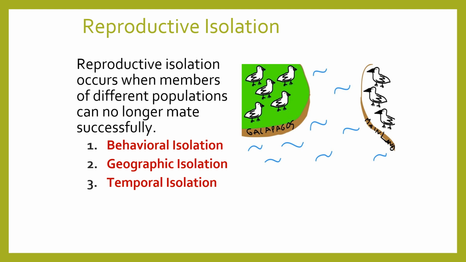There are three types, and we're going to go into each one of these in detail. So, behavioral isolation, geographic isolation, and temporal isolation. And my hint to y'all is that you have to use the English language to help you determine the meaning of these vocab words.